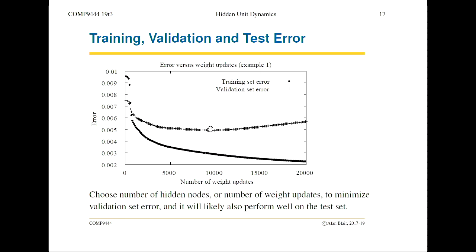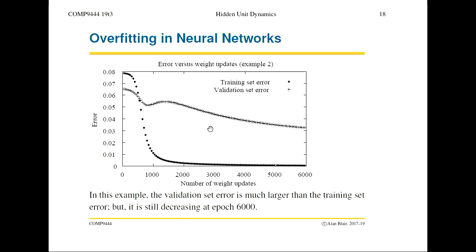But it doesn't always work that way. Here's another example. So here, the training error was kind of flat at the beginning and then went down very steeply, which is quite common actually in image classification tasks that we'll talk about next week or the week after. But here, notice the validation set went down, and then it went up again, and then it continued to go down. So you've got to be a bit careful about this.